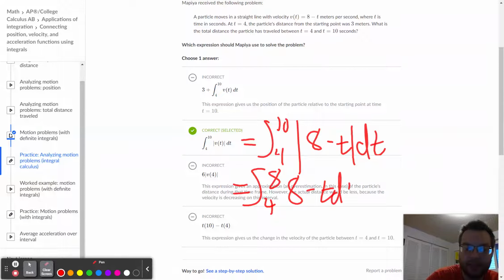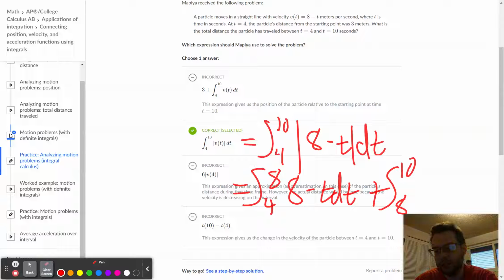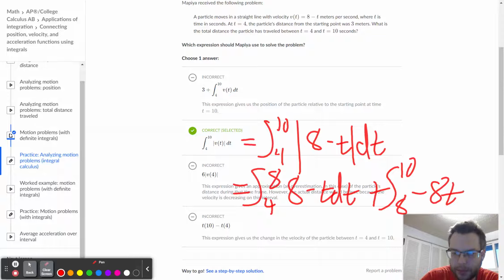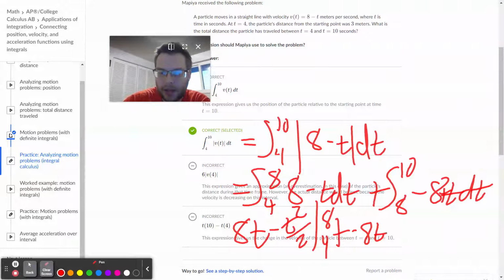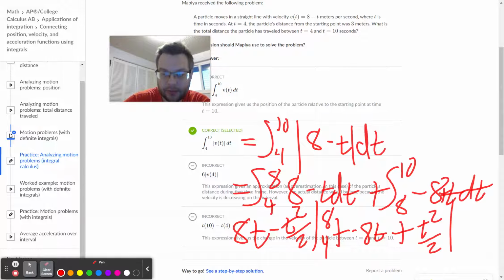8 minus t dt, because that's when it's positive, and then plus the integral from 8 to 10. And when you have an absolute value that's a negative number, you just multiply the inside by -1, and then it becomes positive. And so you can write it as -8 plus t dt. And so calculating your antiderivative, you have 8t minus t squared over 2 from 4 to 8, plus -8t plus t squared over 2 from 8 to 10.